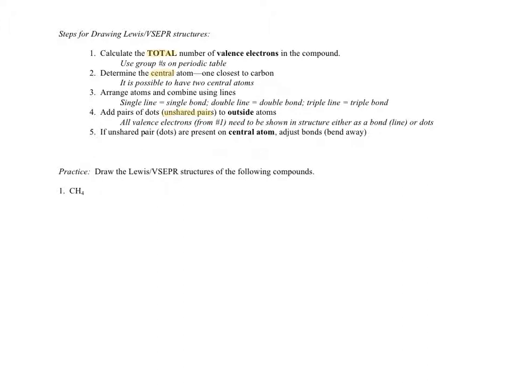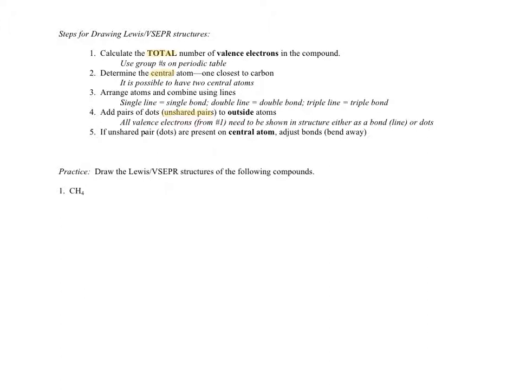If an unshared pair is on the central atom, that is where the VSEPR comes in, and you would bend the bonds away from the unshared pair. Remember, the unshared pair is something that the other atoms want to get away from, so the bonds will bend away. Otherwise, remember that the bonds want to be as far apart as possible. You want this whole even-steven aspect where all the bonds are evenly spaced, unless there's an unshared pair on the central atom, then they're going to change their shape to get away from that unshared pair.